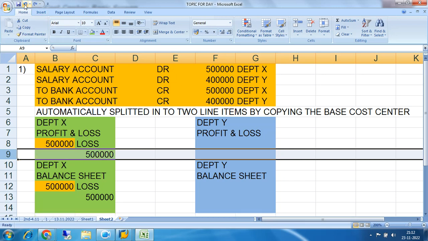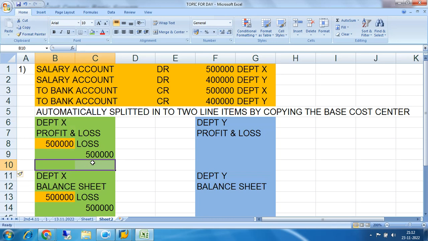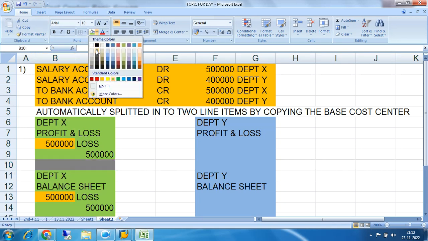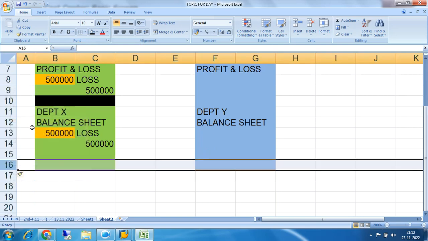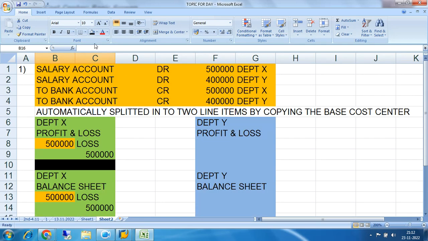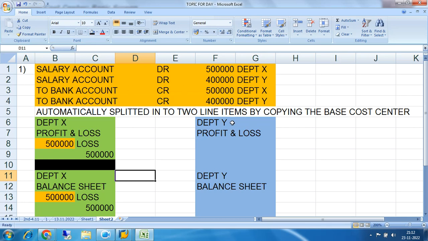That means for each and every transaction your balance sheet will match. There will be no problem in your balance sheet, right? So your balance sheet will be matched for each and every transaction. Similarly, your balance sheet matches for this transaction. Similarly, for department Y, this will be on the debit side and this will be on the credit side, right? So in this case, how much is the loss for this transaction?